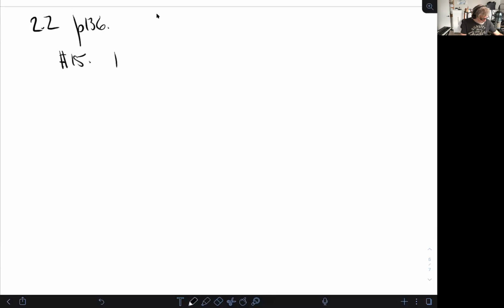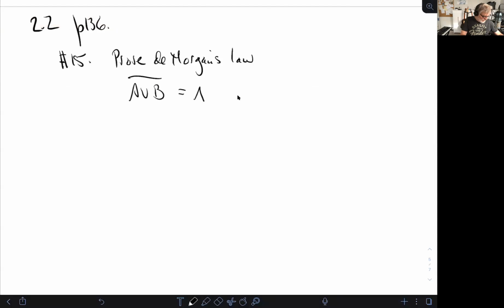So we're asked to prove De Morgan's law. Okay, so we want to prove De Morgan's law, where we want to show that (A union B) complement is equal to A complement intersect B complement.